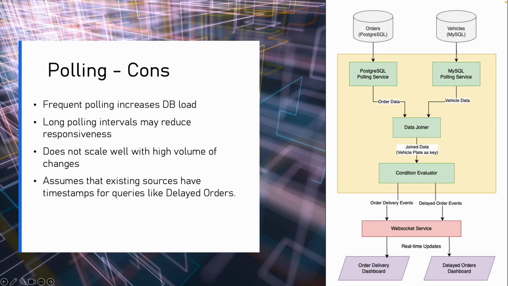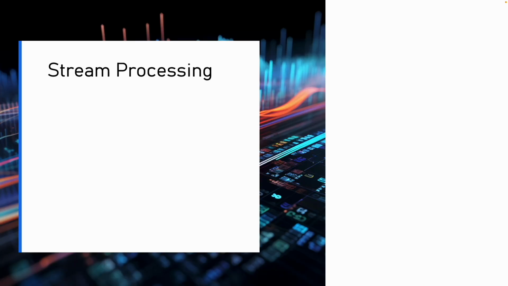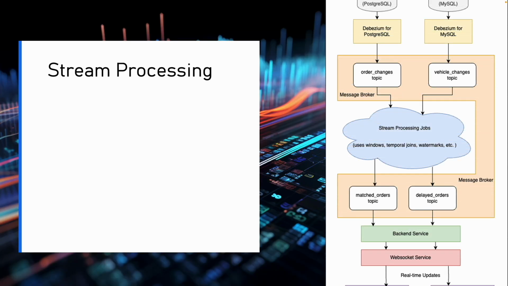For cases like delayed orders dashboard, we also need to assume that the data has timestamps for each update. If not, this would require a schema change, which may not always be feasible. Finally, the custom query logic and the in-memory joins are not a clean, maintainable, or extensible solution for the long term. A more robust approach would be to use stream processing, where the flow could look something like this.